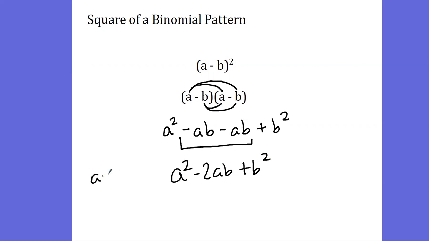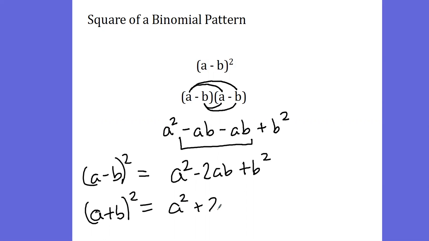So now I know my pattern is that the quantity of a minus b squared is the same thing as a squared minus 2ab plus b squared, and the quantity of a plus b squared is a squared plus 2ab plus b squared. All right, let's try this with some actual problems real quick here.